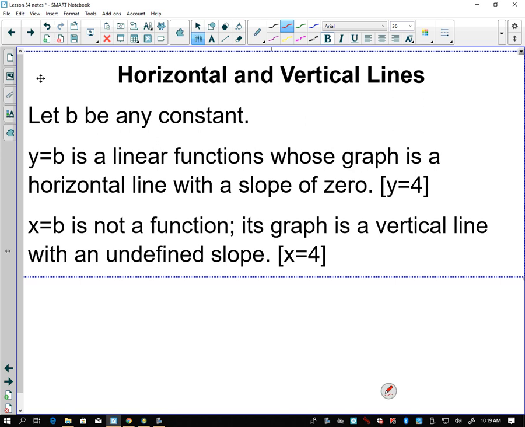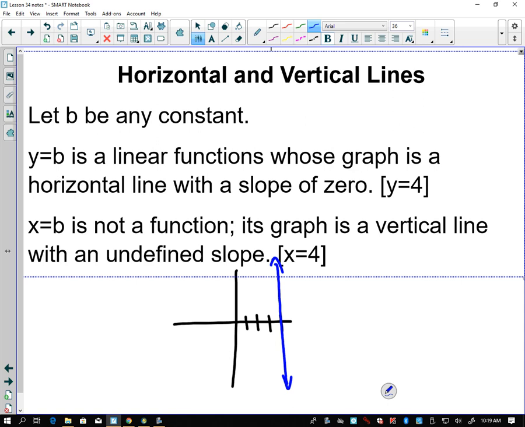Now, x equals b is never a function, ever, because it's a vertical line. Can't pass the vertical line test. So it's not a function. Its graph is a vertical line with an undefined slope, meaning that if I had x equals 4, I'm going to count over 1, 2, 3, 4, right? It's going to look like that.